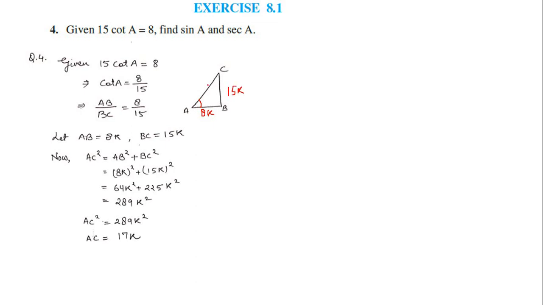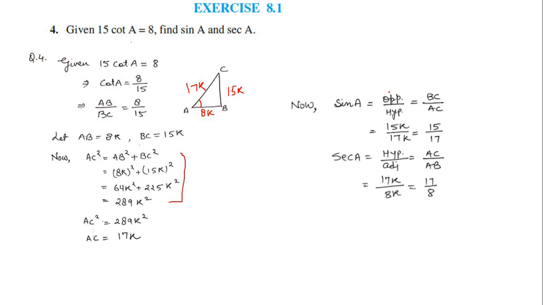First of all we need to calculate the third side with the help of the Pythagoras theorem. You can observe here I have used the Pythagoras theorem, and the third side I got as 17K. Now we have all three sides, so we can find sin A. What would be sin A? Opposite by hypotenuse. For angle A, opposite is BC and hypotenuse is AC, so sin A is BC by AC. When we put the values, we will get the T ratio sin A.